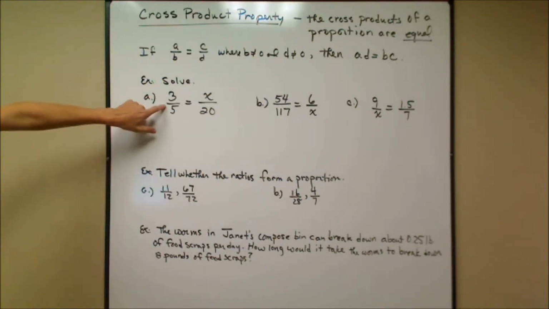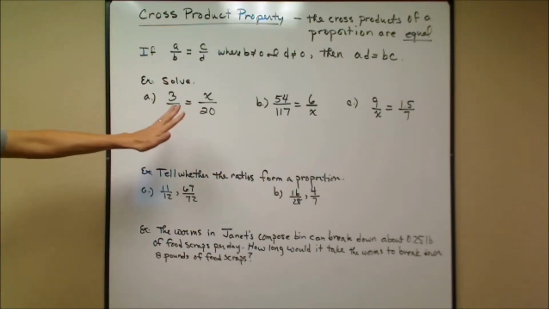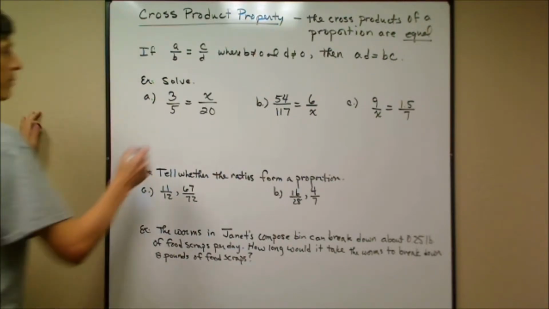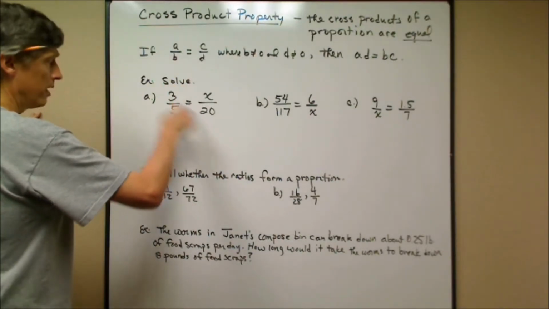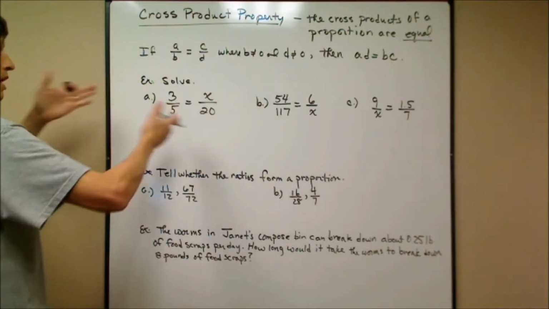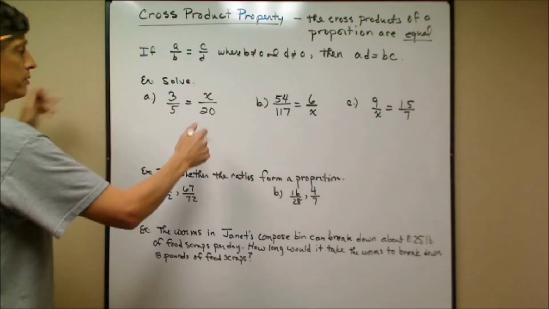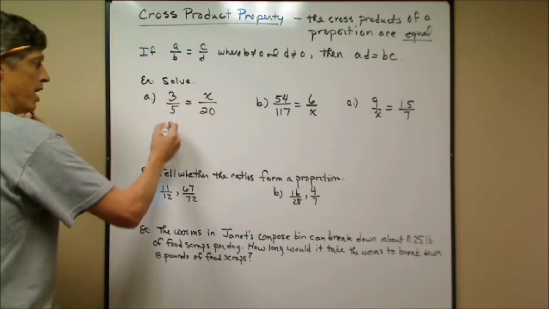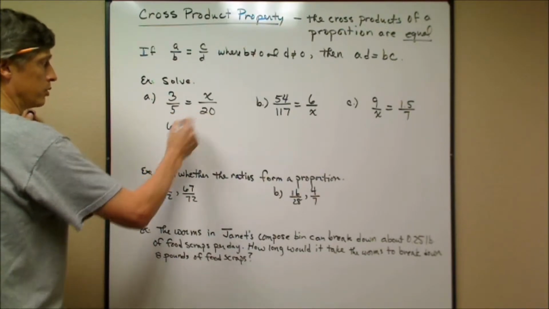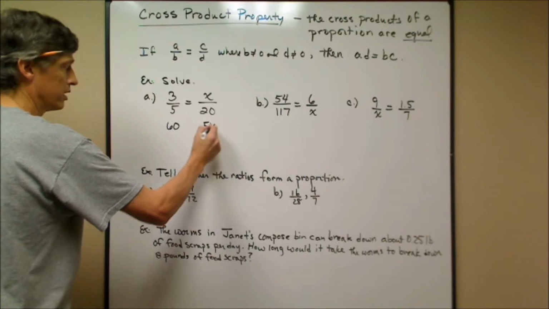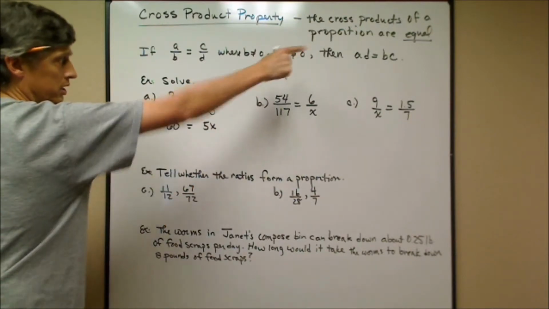So this is the proportion that I just looked at. I already know what the answer is. The answer is 12. But now I'm going to show you how you can use this property to find it. By the way, the cross product property is sometimes called the product of the means equals the product of the extremes. I'm going to multiply the extremes together. That's these two here, and I'll bring it over here. That's 60, 3 times 20. I'm going to multiply these two together and bring it over here. That's 5x. And I'm going to set them equal because it says that they're equal.